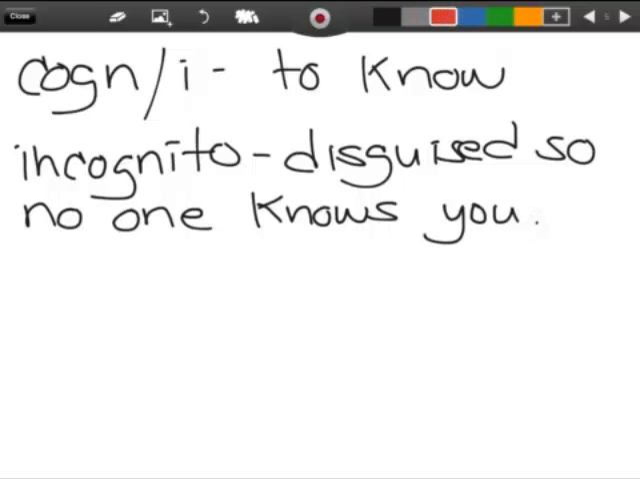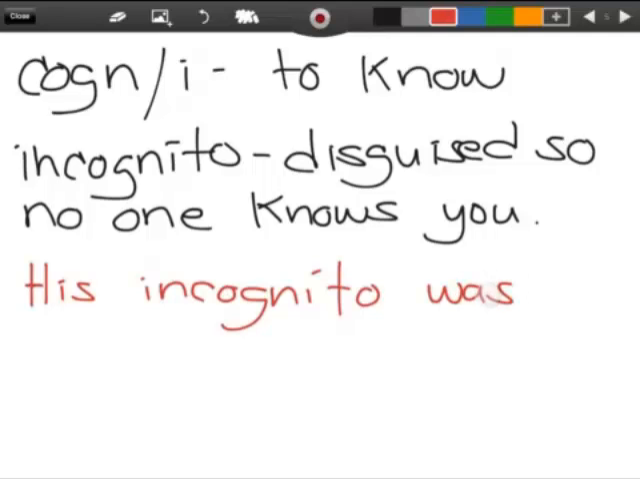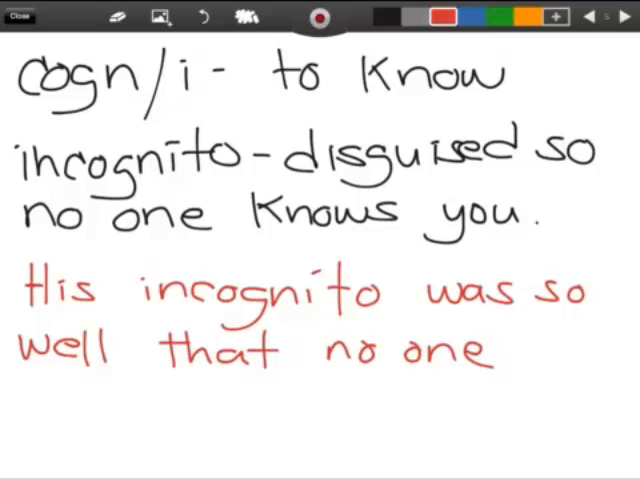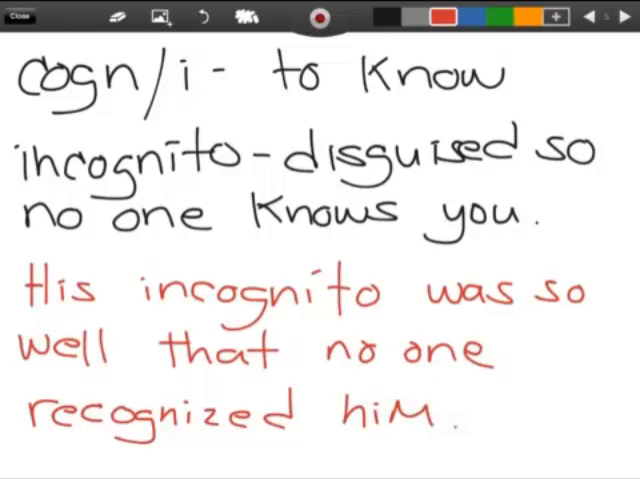And I'm going to use this in a sentence. Sorry about that. Let me start over here. His incognito was so well that no one recognized him. I'm going to read that to you one more time. His incognito was so well that no one recognized him.